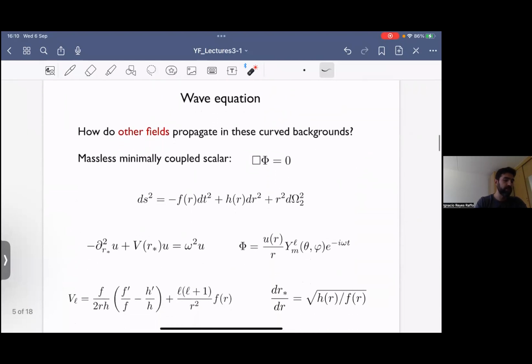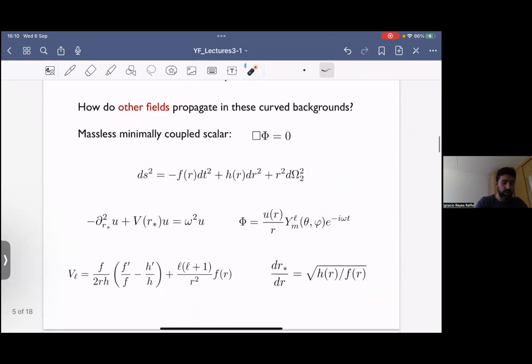So let's start by looking at how we've been talking about the geometry close to the Buchdahl limit, but now the question we want to ask is, what if we now consider other fields that are propagating on these spacetimes? And we can start with the simplest example, a massless minimally coupled scalar, which satisfies the Klein-Gordon equation. Again, this is the metric. So, of course, this is well known.